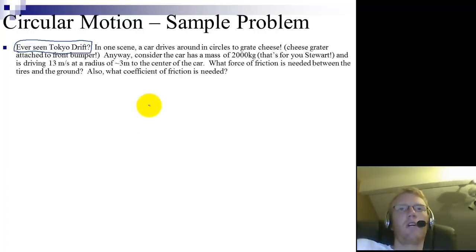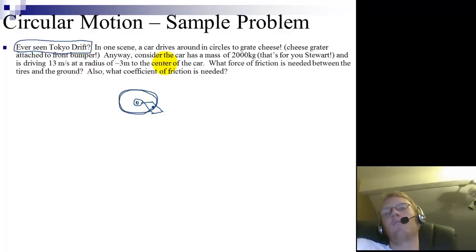So imagine you've got a car and it's basically going around in circles. So we're going to use the center of the mass of the car so that the bumper is actually tracing a very small circle around the cheese itself, but we're treating the center of the mass of the car as going around a circle here.